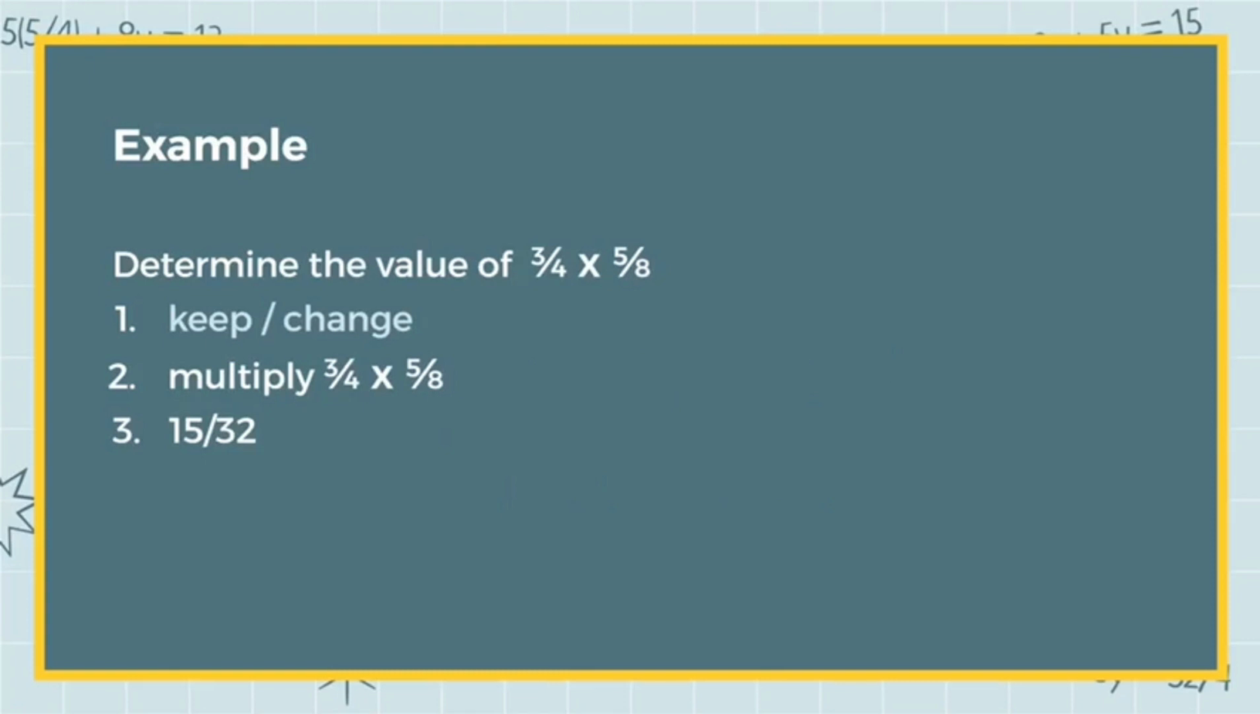Here's an example. To determine the value of 3 over 4 times 5 over 8, the first step is to know whether we need to keep or change. If we need an improper fraction, we change it; these fractions are proper fractions, so they are suitable. After that, we multiply them. To multiply, we multiply the numerator by the numerator, and the denominator by the other denominator. After that, we'll get 15 over 32.